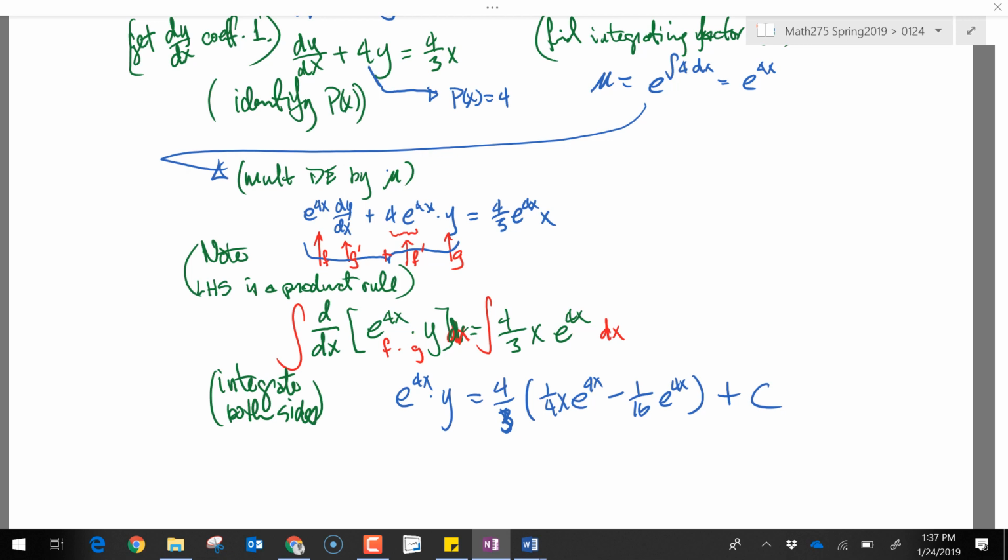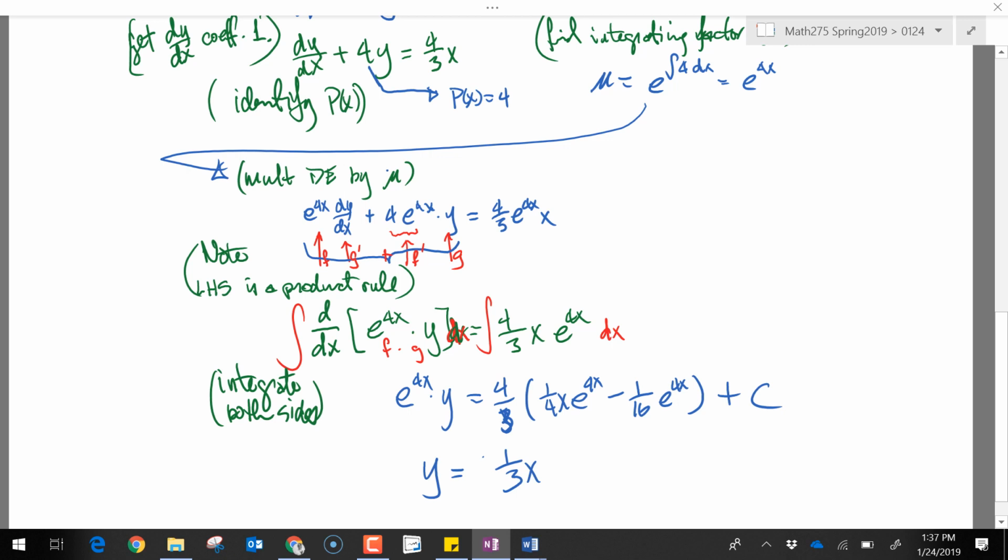So y is sitting over there almost ready to be solved for. Right now it's an implicit solution, but we can just divide out by e to the 4x, right? So let's do that. Y is equal to, we could probably do some more manipulating here. Let's distribute the 4/3. So that'll be 1/3 x, e to the 4x, and e to the 4x would cancel.